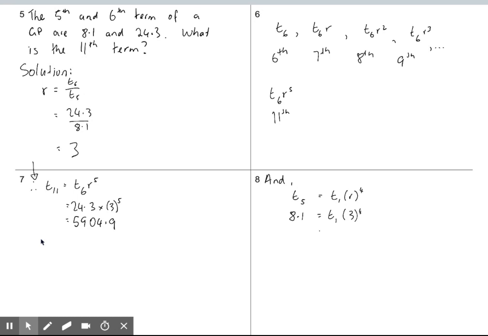Now, 3 to the power of 4: 3 3s are 9, and 3 3s are 9, and 9 9s are 81. So 3 to the power of 4 is 81. So that's what T1 equals. And 8.1 divided by 81 is what? N is the position of the term. So 8.1 divided by 81 equals 0.1.